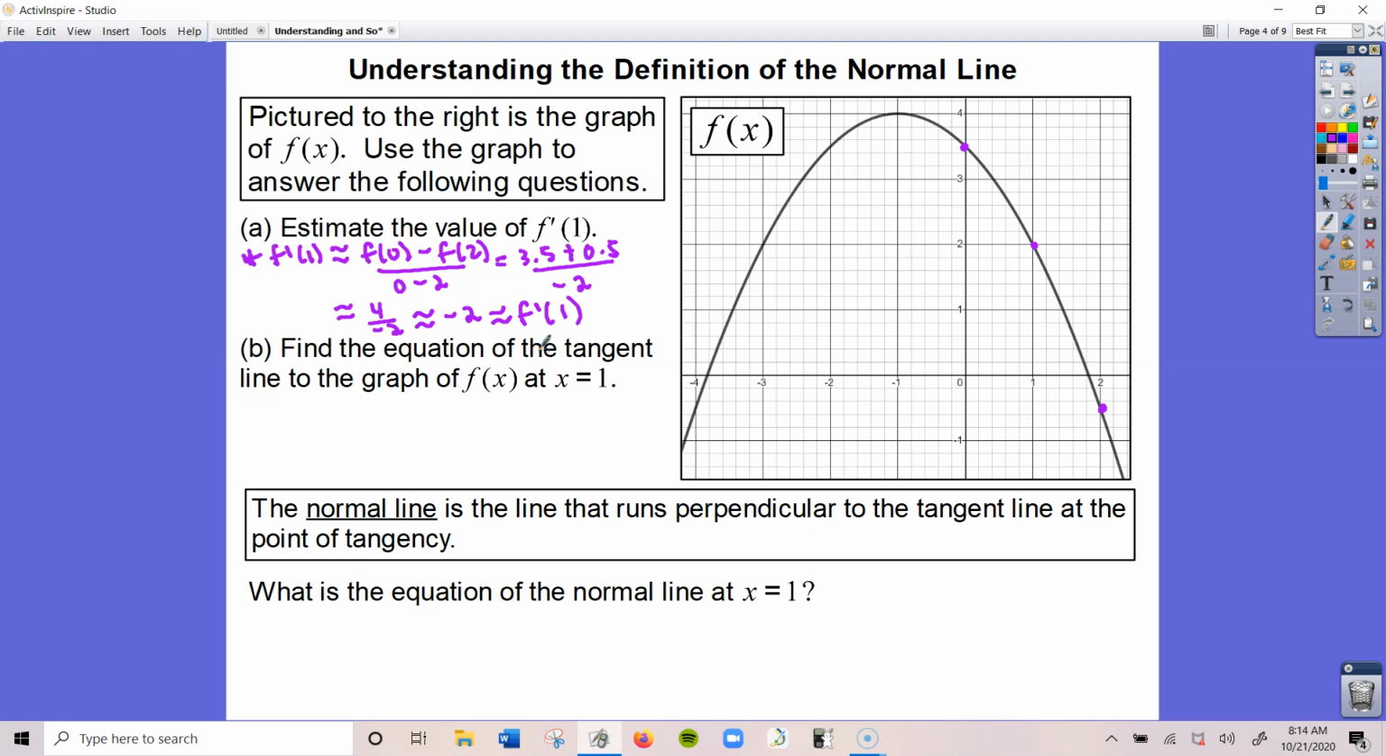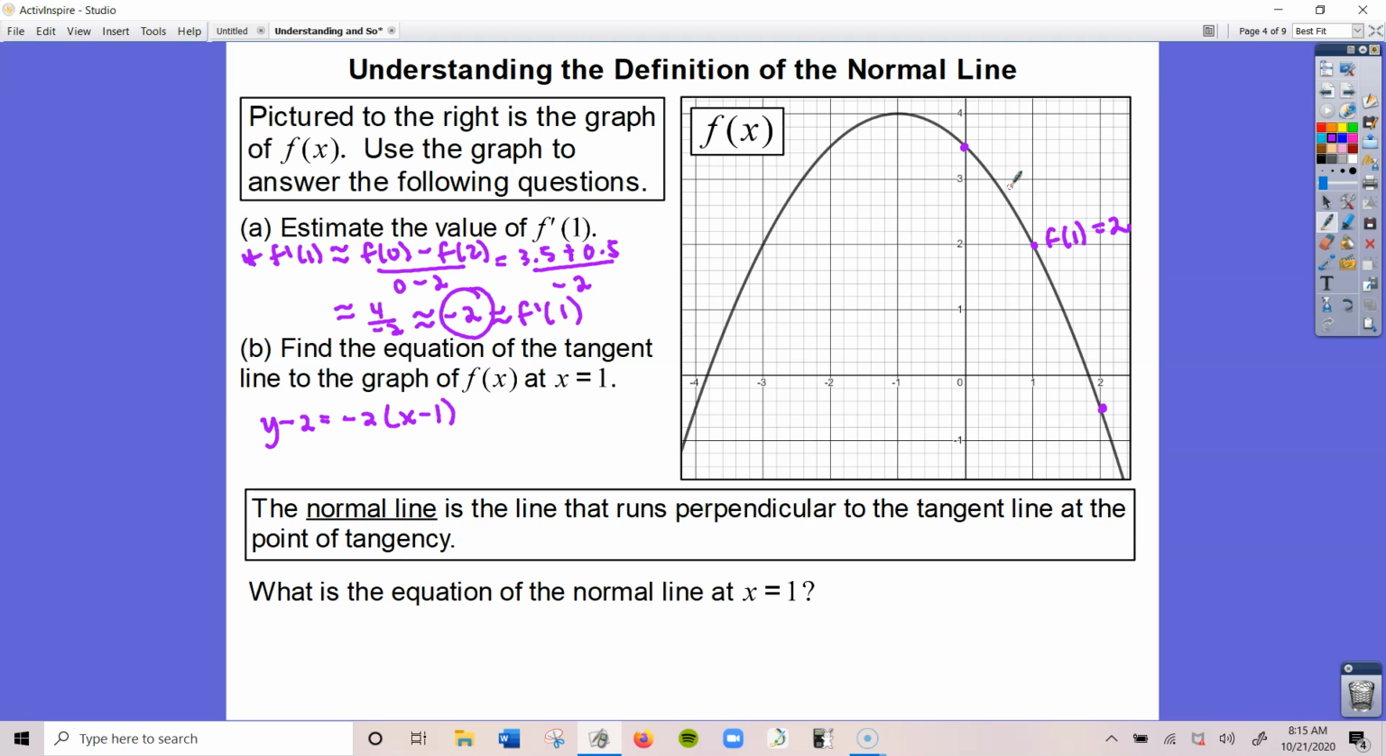Now to write the equation of the tangent line to the graph of f of x at x is equal to 1, I have my slope, but I'm missing the y value. And since this is the graph of f of x, I can look at x is equal to 1, and I get that f of 1 is equal to 2. This is my point of tangency. So my equation would be y minus 2 is equal to negative 2 times (x minus 1).